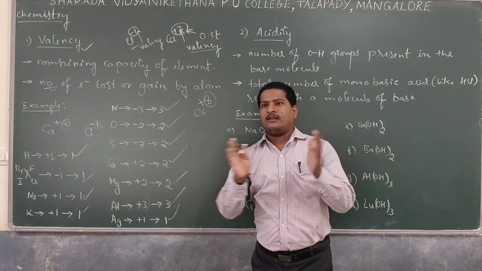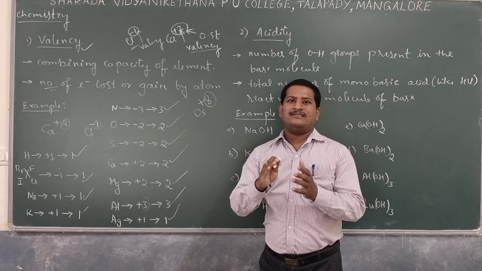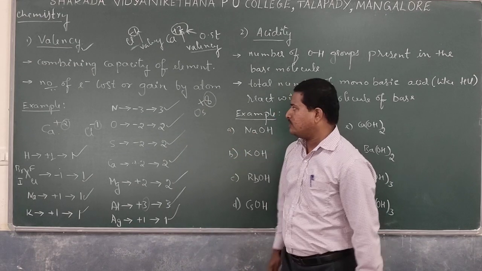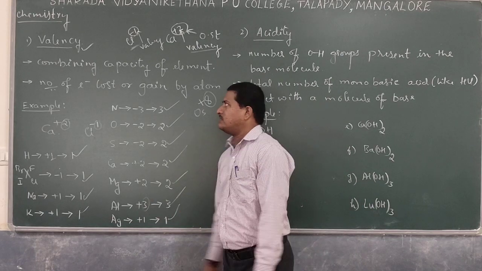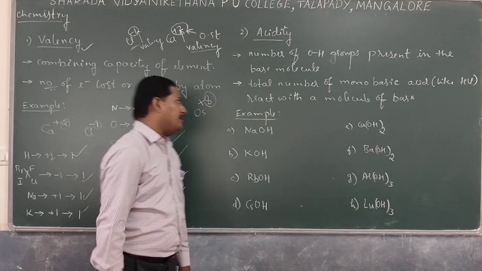But from the calculation point of view or the competitive exam point of view, valency never crosses 3. So the maximum is going to be 3 for calculation purposes. So that comes under the category called valency. So, combining capacity of an element.